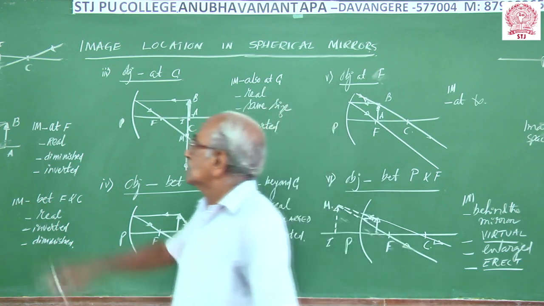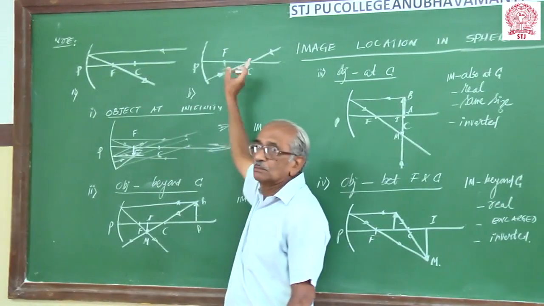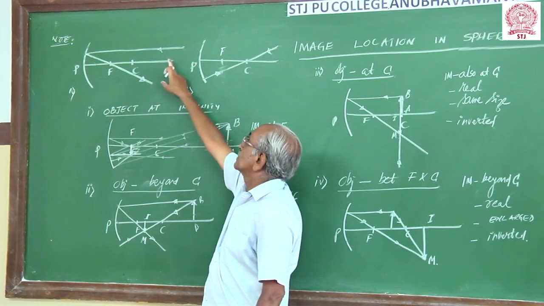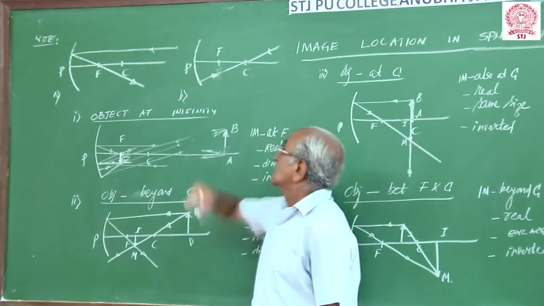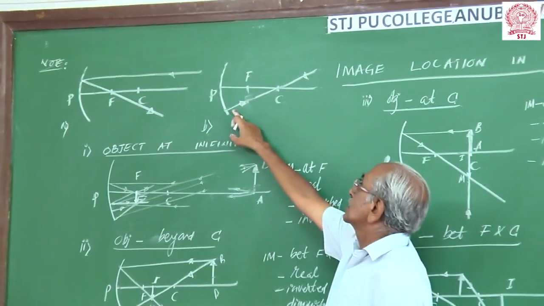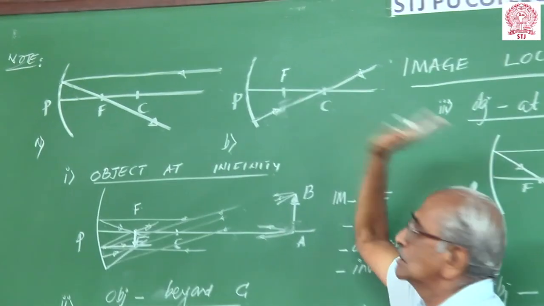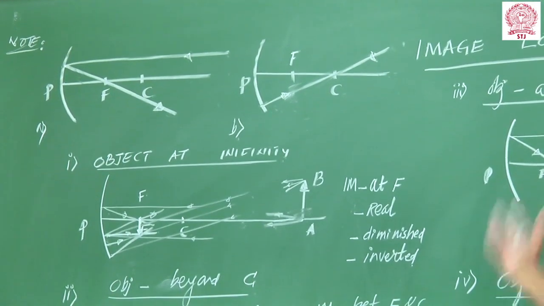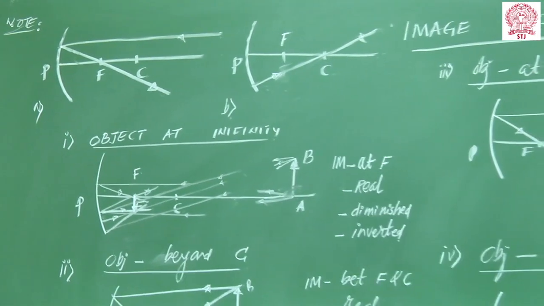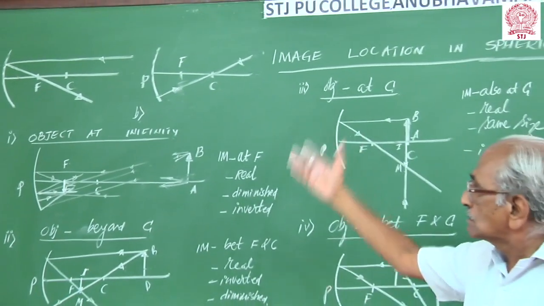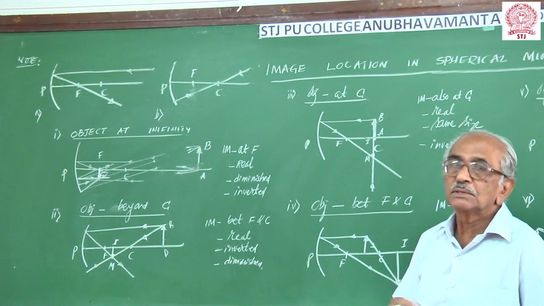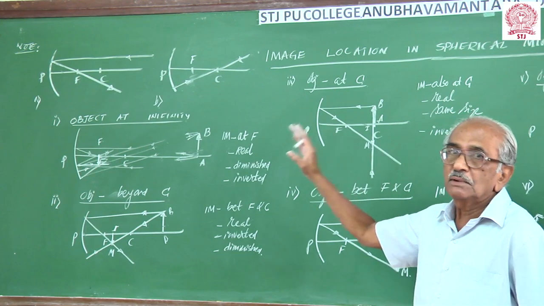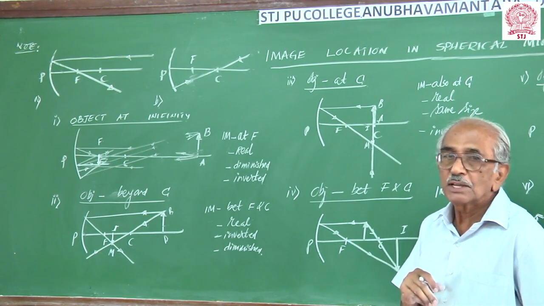So remembering these two rules: a ray incident on the mirror parallel to the axis passes through F. A ray passing through C falls normally and retraces its path. So you are taking these two points into consideration. We keep the object, an extended object. In fact, we can trace the position of the image even for point objects. Now for an extended object, we locate the image as follows.